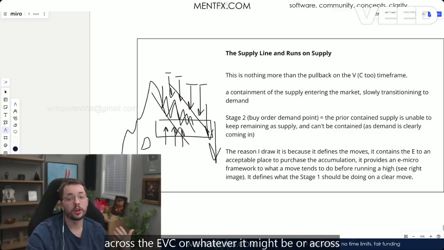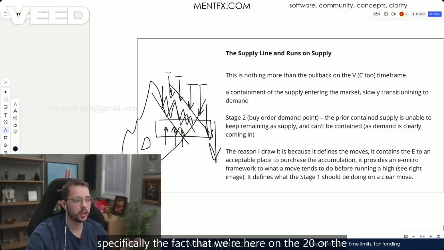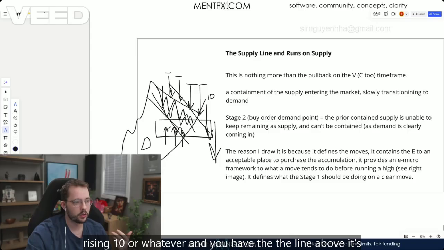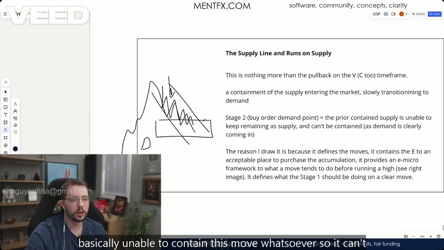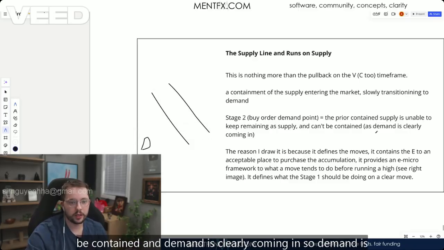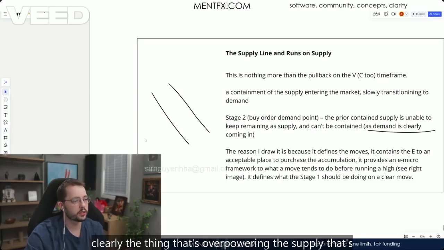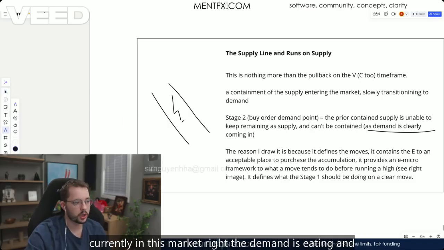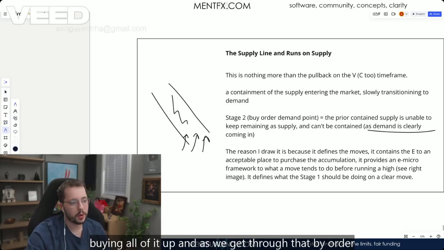And in this case, across the EVC or whatever it might be, or specifically the fact that we're here on the 20 or the rising 10 or whatever, and you have the line above, it's basically unable to contain this move whatsoever. So it can't be contained. And demand is clearly coming in. Demand is clearly the thing that's overpowering the supply that's currently in this market, right? The demand is eating and buying all of it up.